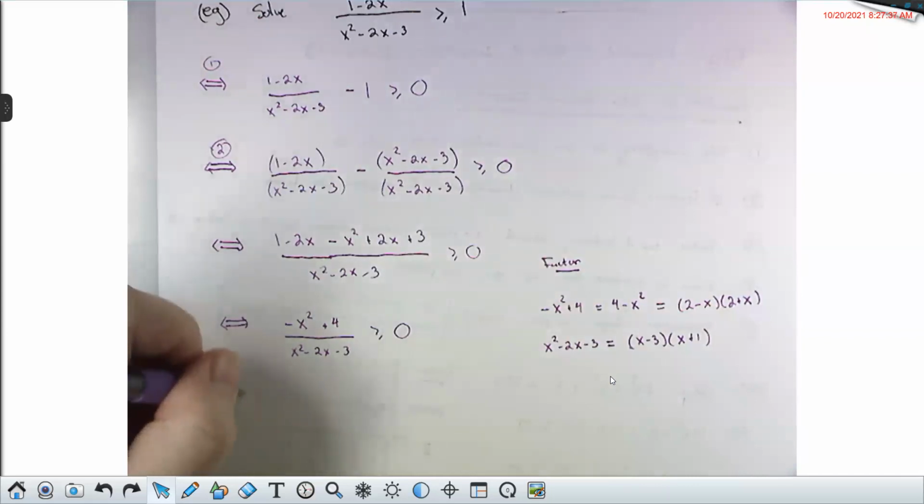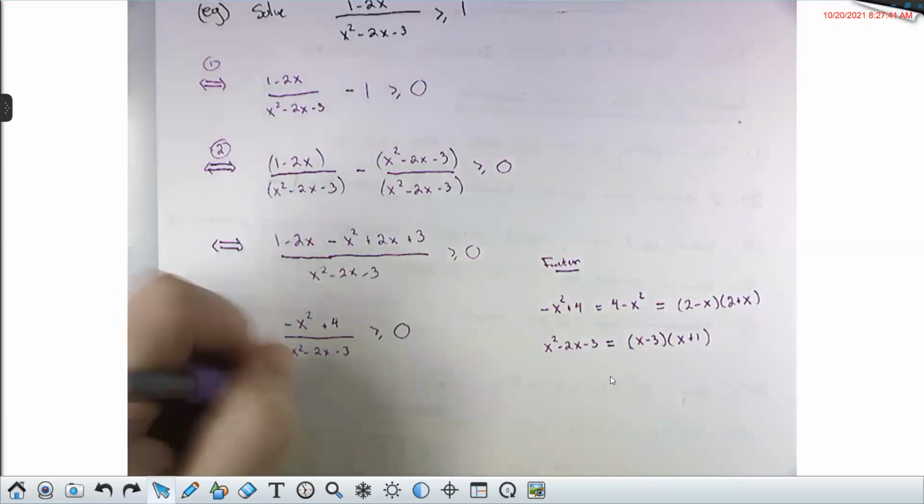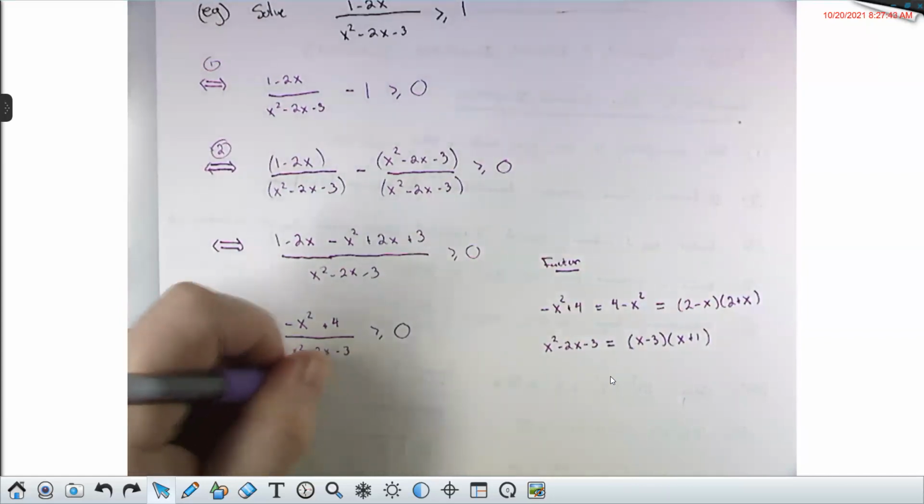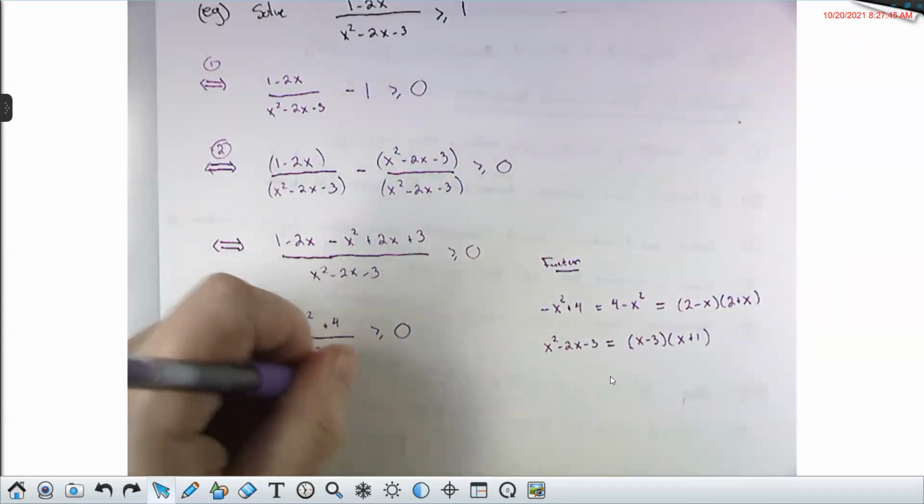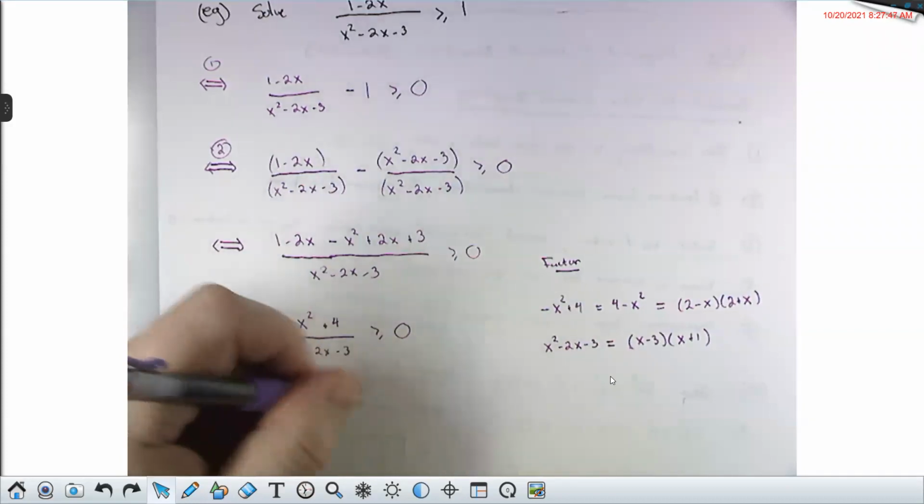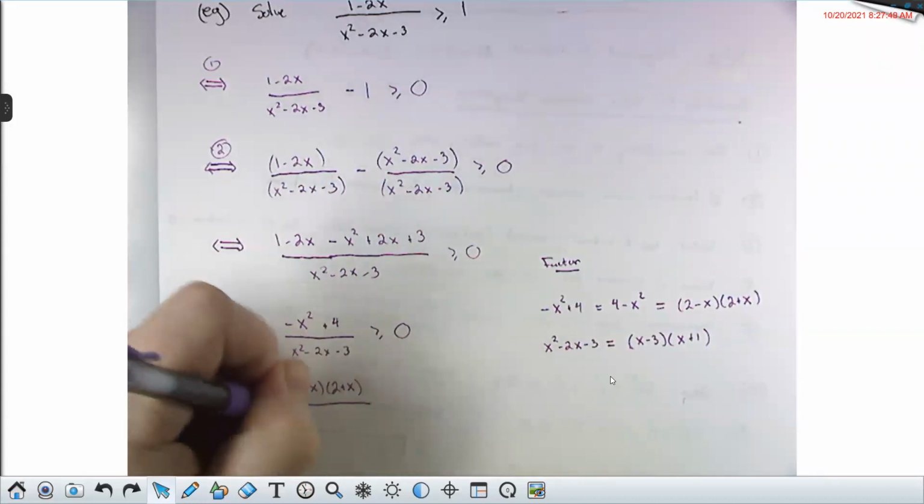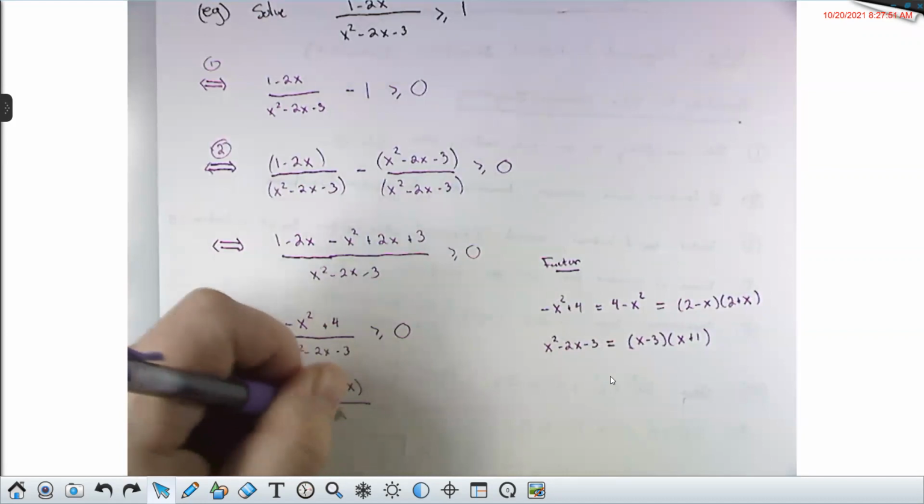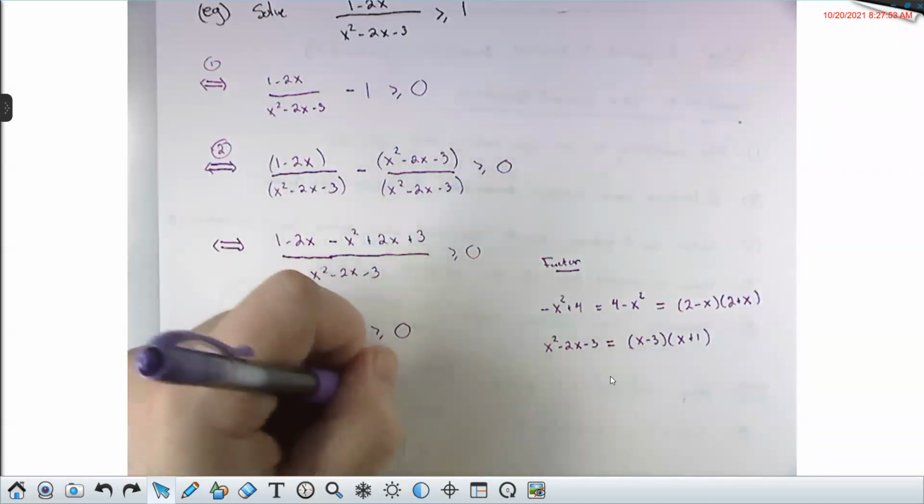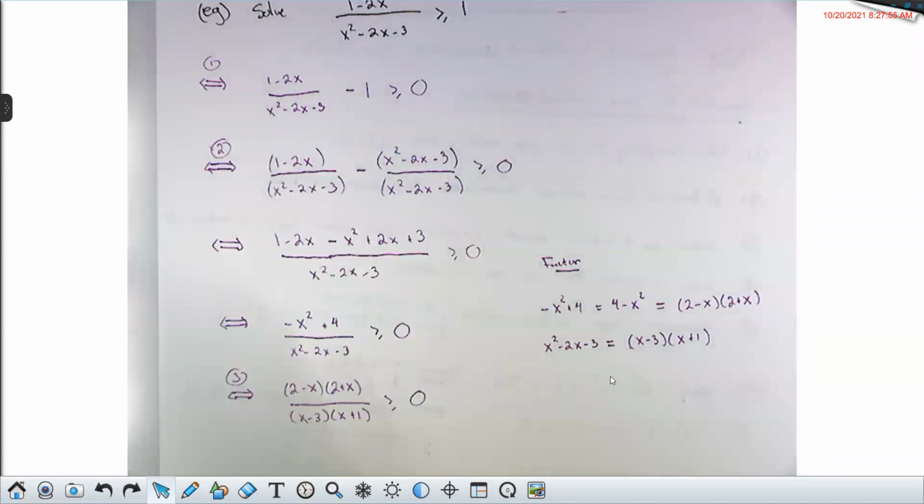So now my third step here: 2 minus x times 2 plus x over x minus 3 times x plus 1. Still wanting to know where this is greater than or equal to 0.